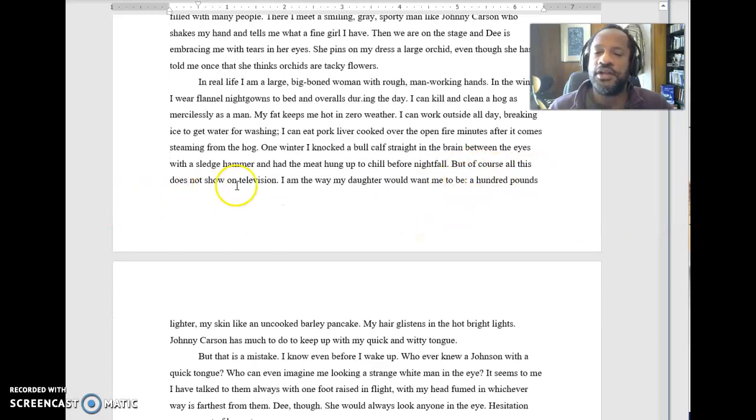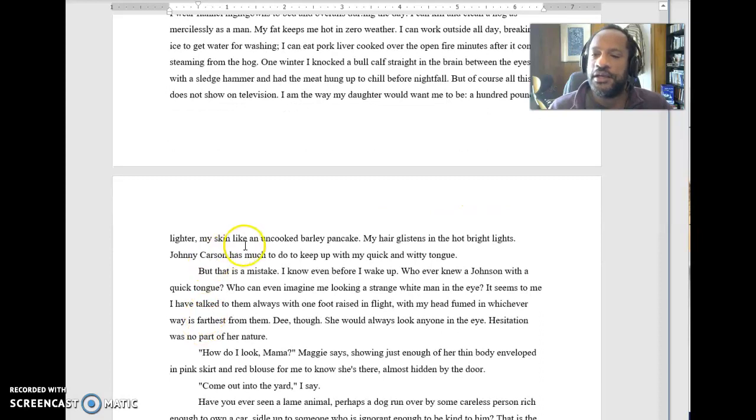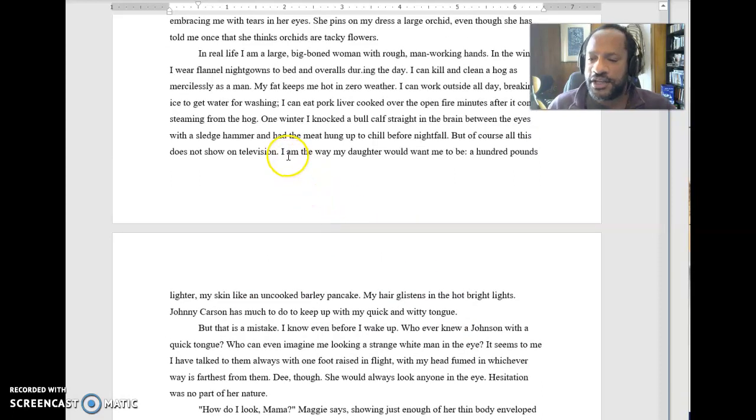But of course, all this does not show on television. I am the way my daughter would want me to be. 100 pounds lighter, my skin like an uncooked barley pancake, my hair glistens in the hot bright lights. Johnny Carson has much to do to keep up with my quick and witty tongue. So it's kind of important. She says, I'm the way my daughter would want me to be, right?